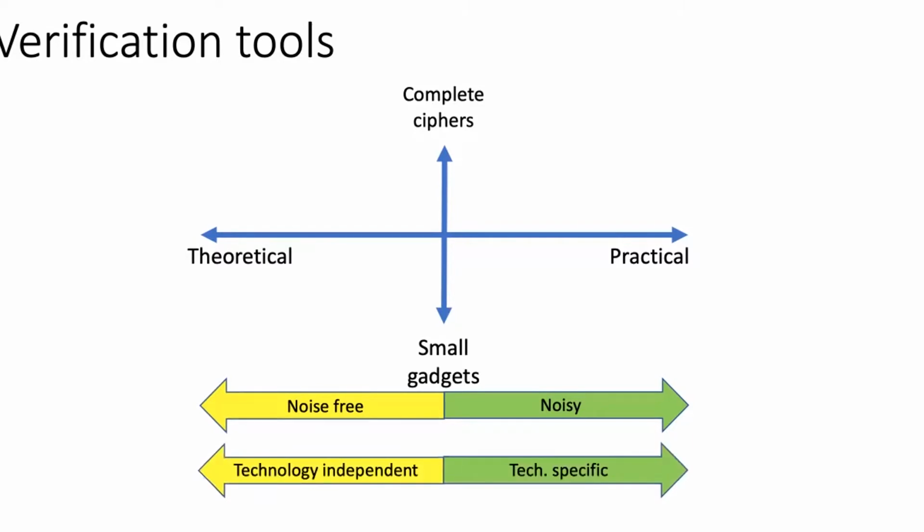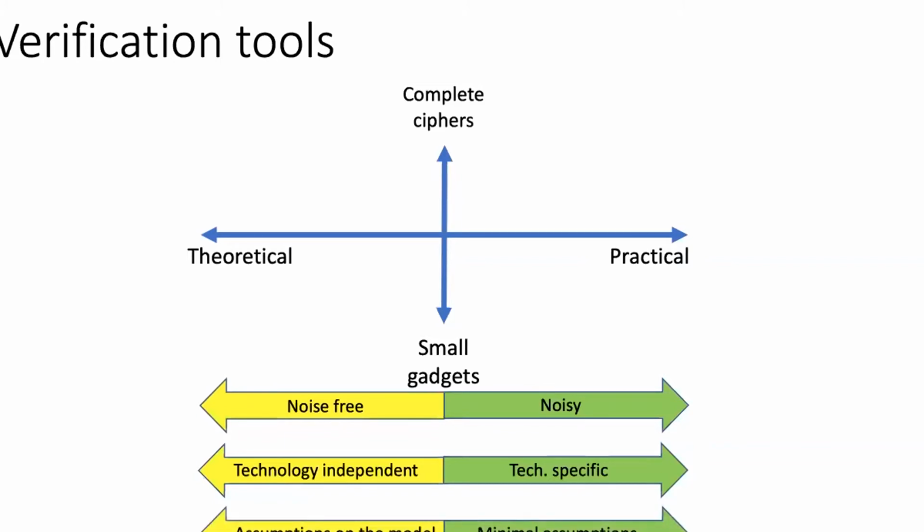Theoretical tools are also technology independent for the same reason, since they work on the theoretical, on the algorithmic level. They don't need maybe a prototype, while practical techniques may need this prototype or the actual device to launch their experiments.